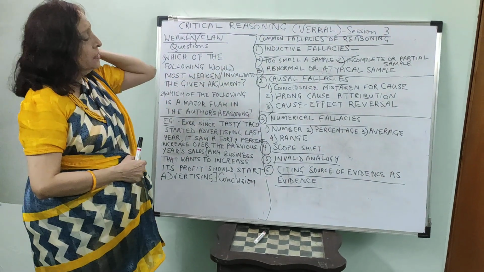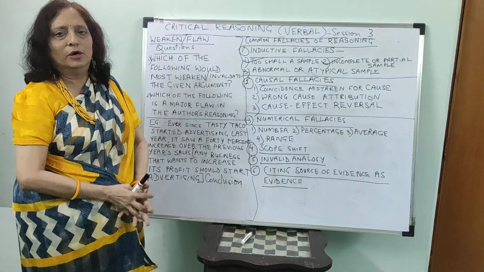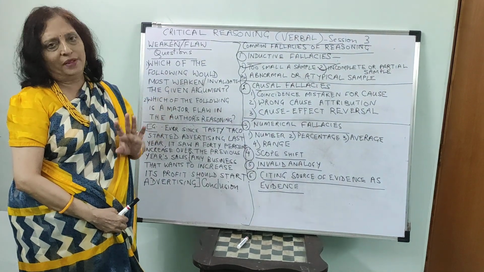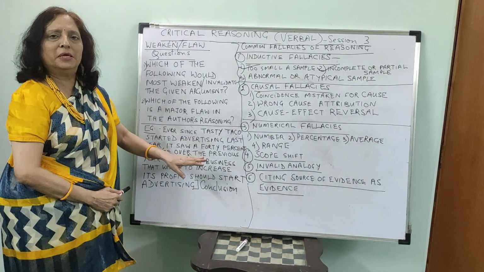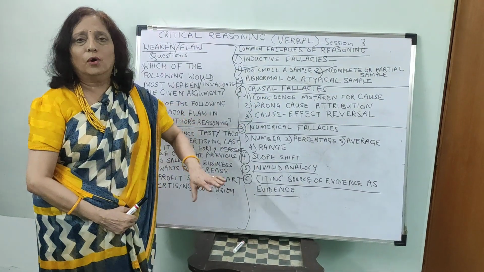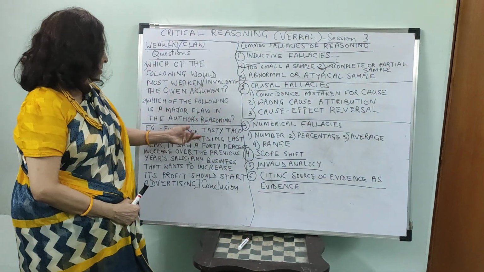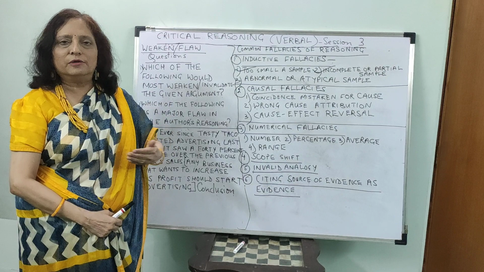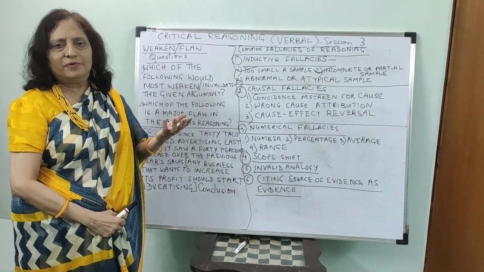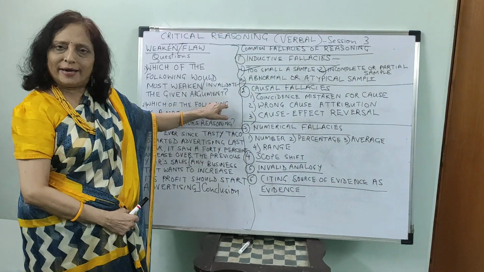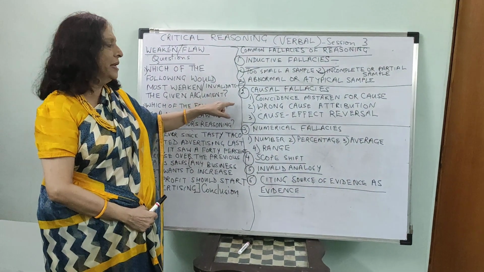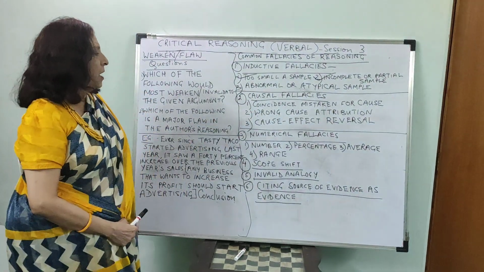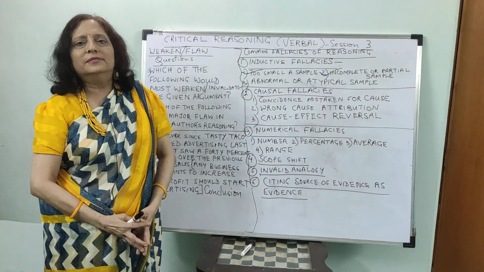Wrong cause attribution is, out of many causes or many causal factors, to fix on just one as the whole and sole cause of that effect. So here advertising has been attributed as the only cause for the increase in the sales of Tasty Taco. It could be due to improvement in the quality, maybe due to reduction of prices. It could be due to any number of other reasons. So fixing on just one cause as the only cause, out of many causes for an effect, is called wrong cause attribution. Now cause-effect reversal is when what we think is the cause is actually the effect.